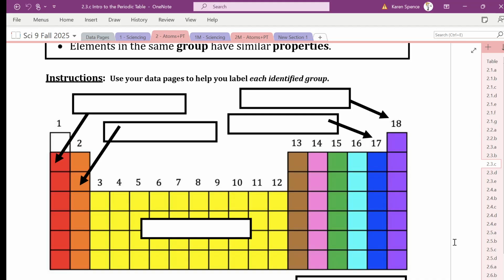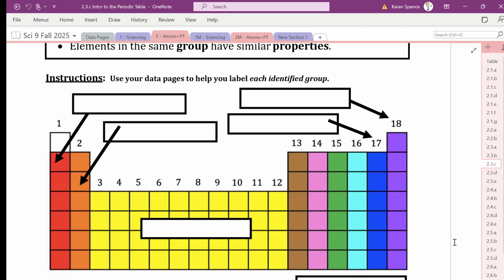Please tell your neighbor if you can remember the name of the red group. Those are our alkali metals, yes. See if you can tell your neighbor the name of group 2. Alkaline earth metals. What are these?